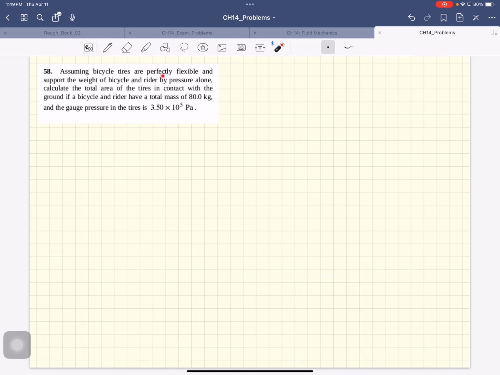Assuming bicycle tires are perfectly flexible and support the weight of bicycle and rider by pressure alone, calculate the total area of tires in contact with the ground if the bicycle and rider have a total mass of 80 kg, and the gauge pressure in the tire is 3 times 10 to the power 5 pascals.